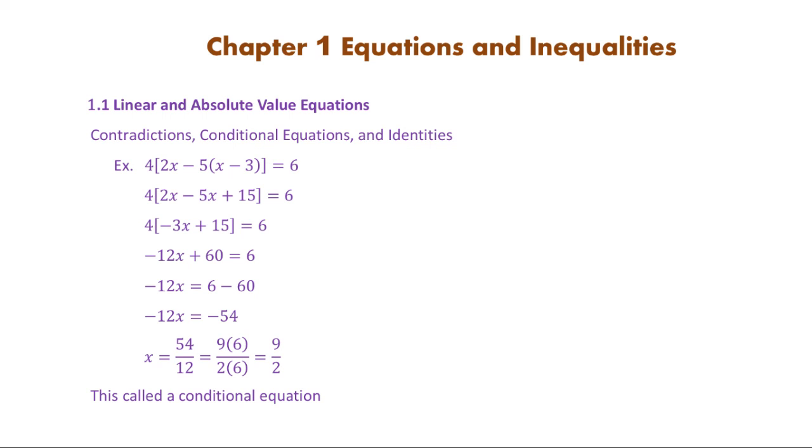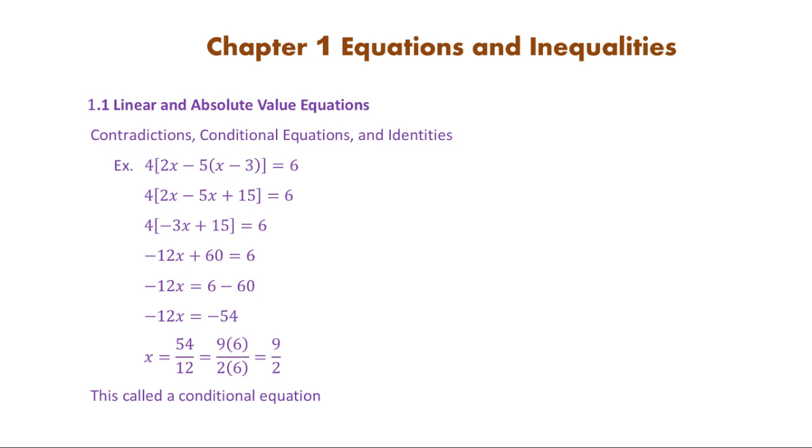Now, to solve for x, you just divide by negative 12 on both sides. So negative and negative cancels, so you get a positive 54 over 12, which can be simplified. How do you simplify it? You can factor 54 as 9 times 6, and you can factor the denominator 12 as 2 times 6. So you got the same common factor 6 that can be canceled. So the final answer is just 9 over 2.